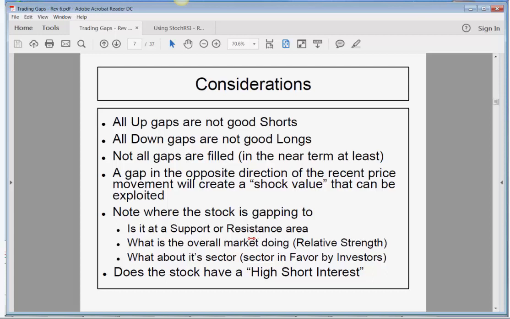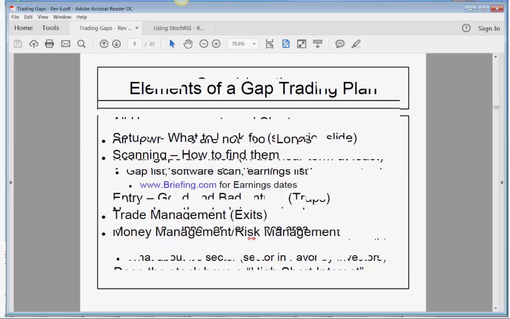And I like to know which have a high short interest, because for those that already have high short interest, I'm probably not shorting, because it's a pretty crowded trade. But if I find one that has a high short interest and it gaps up against the most recent trend, that's an impetus for adding fuel to the fire, potentially adding additional buyers in a running stock.